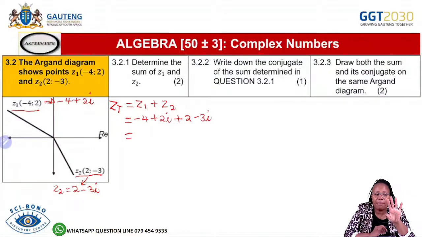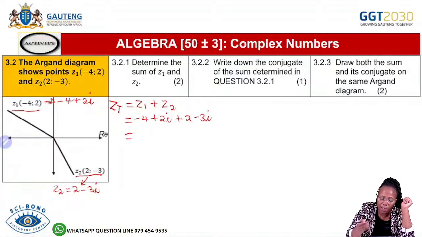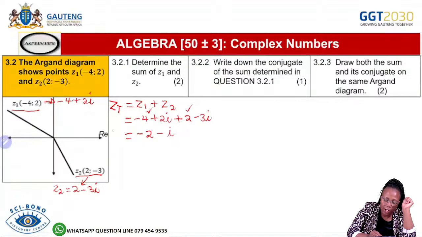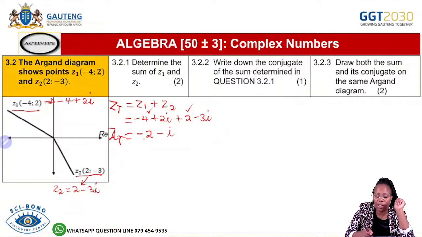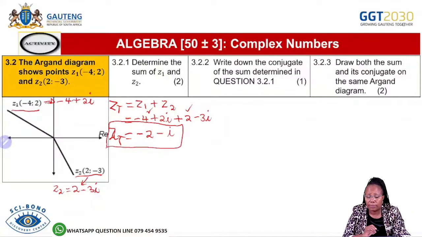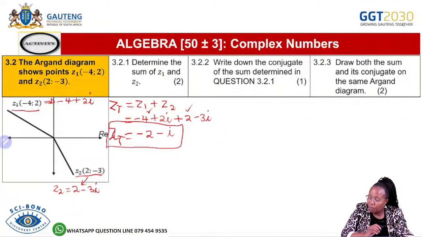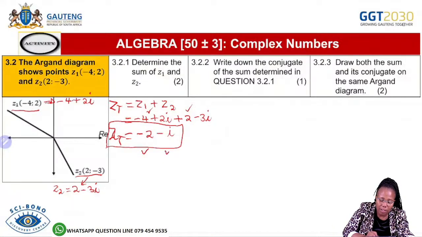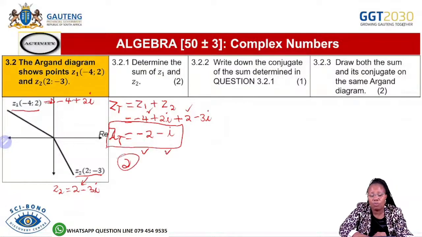Remember, you start with the real number and then you now come up with the imaginary number there. And then that will be minus 4 plus 2, which is equal to minus 2. And the 2i minus 3i will be minus i there. So that is the Z total there. The sum of that will give us the minus 2 minus i in the correct notation, grade 12. And then now the mark will be for the answer only for getting the minus 2 and the minus i. That is your 2 marks.